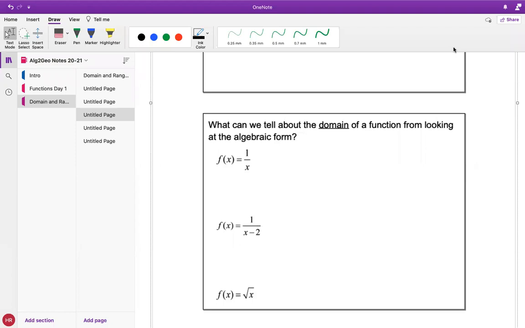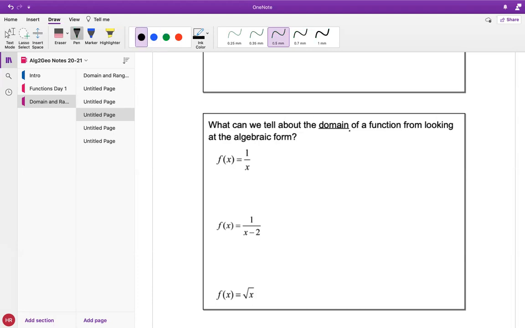And in this part we're going to talk about how we can tell something about the domain of a function by, instead of looking at the graph like we did in the last video, looking at the function itself, the algebra of it, and seeing what that tells us about the domain. This is going to be something that you're going to be asked to do a lot in the future, so paying attention would probably be a good idea.